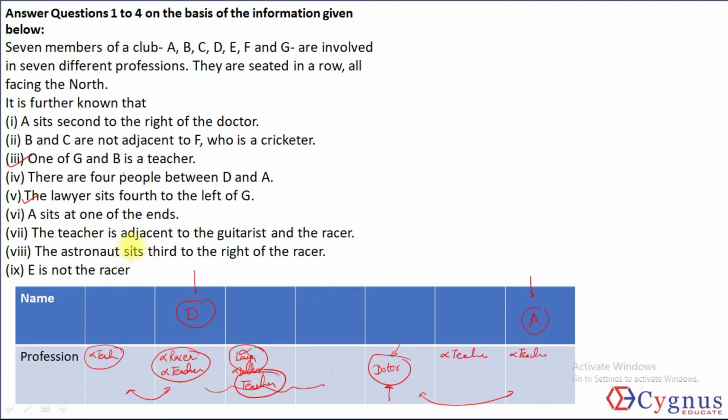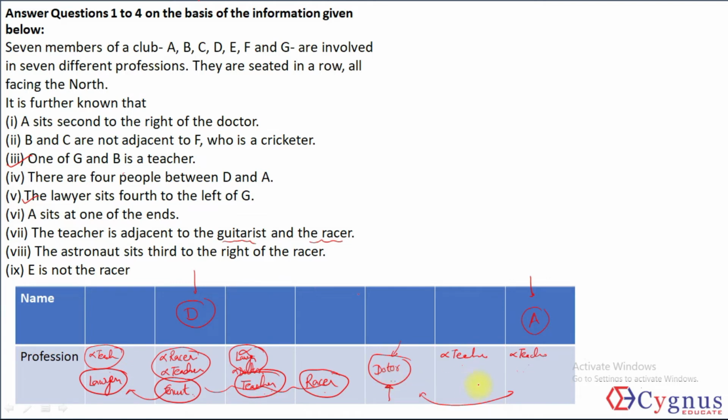And who will sit adjacent to teacher? Guitarist and racer. I know that D is not a racer. So he must be a guitarist. So this place will be occupied by whom? Racer. So I'm done with how many professions? Racer, teacher, guitarist, doctor. And I know that one of these two places must be occupied by whom? Lawyer. Since D is a guitarist, this person must be a lawyer. This is lawyer, guitarist, teacher, racer, doctor.